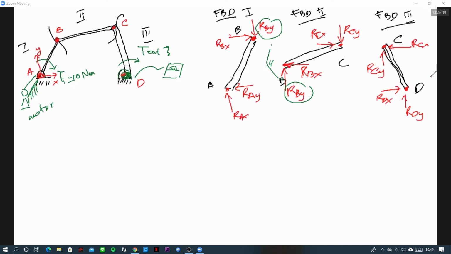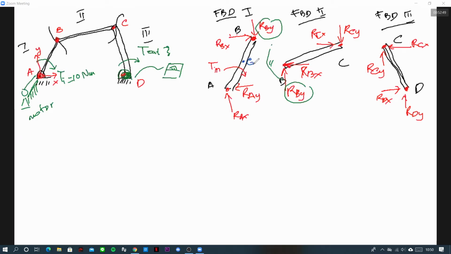Okay, is it enough? Is it all? This is not all. What else did we forget here? We have the input torque, which is here. So you should write here T in, torque input.